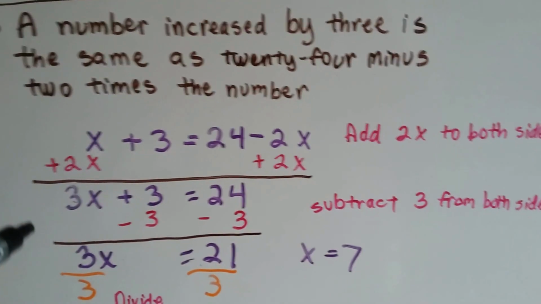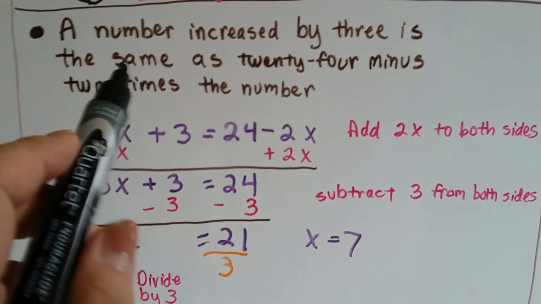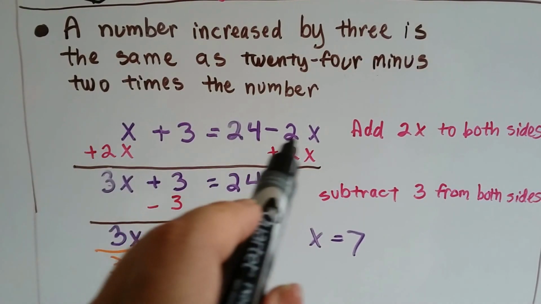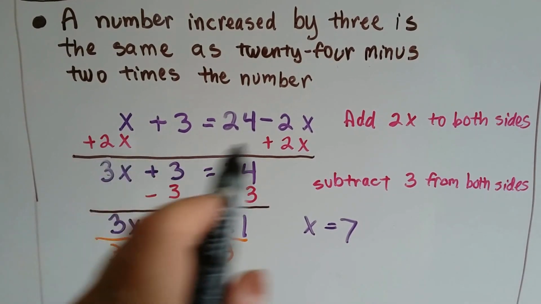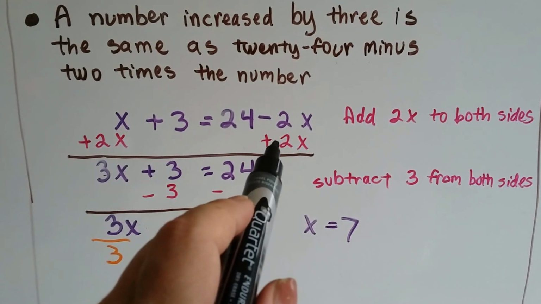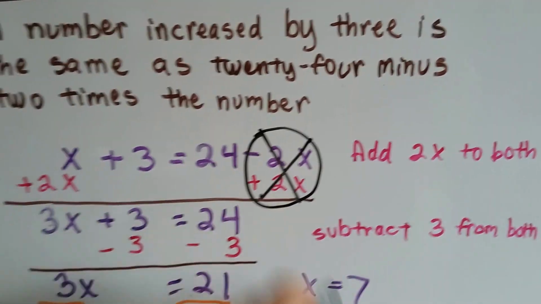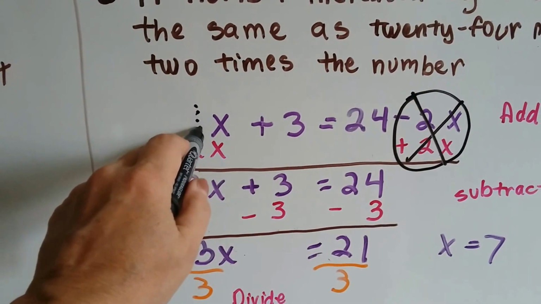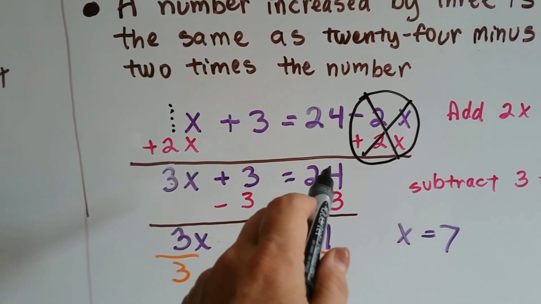Let's try it with this one. A number increased by 3, so that would be x plus 3, is the same as, that means equals, 24 minus 2 times the number, 24 minus 2x. The first thing we do is try to get the variables to one side. Because this is a minus 2x, we can add 2x to both sides. This creates a 0 pair and cancels out. And we add 2x to this x. Remember, there's an invisible 1 here, so we have 3x on this side. 3x plus 3 equals 24.